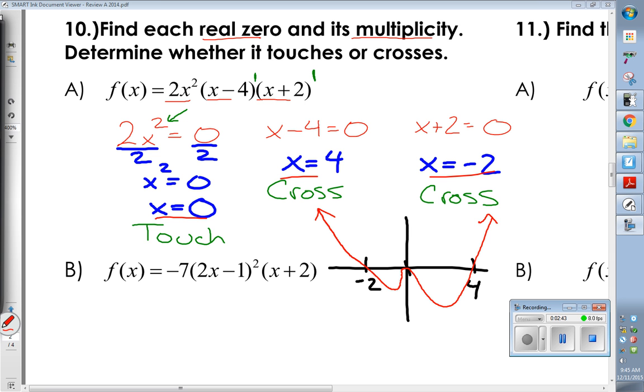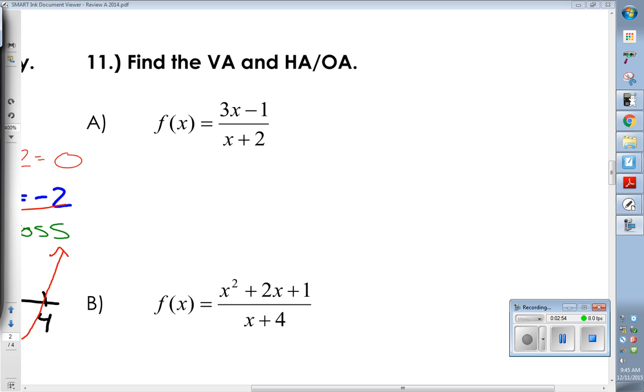That's what that means. Okay, the degree of this problem is 4, because I could count up all the x's. There are 4 of them. That means my end behavior is going to be the same. Next one says find the vertical asymptote and the horizontal asymptote.